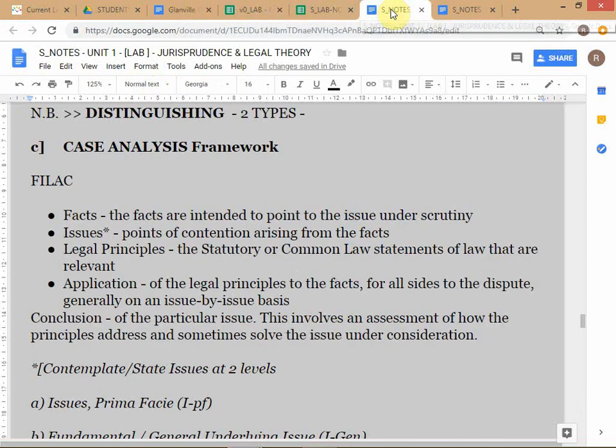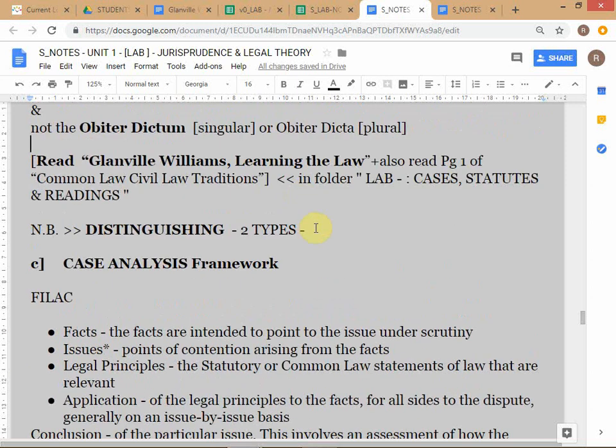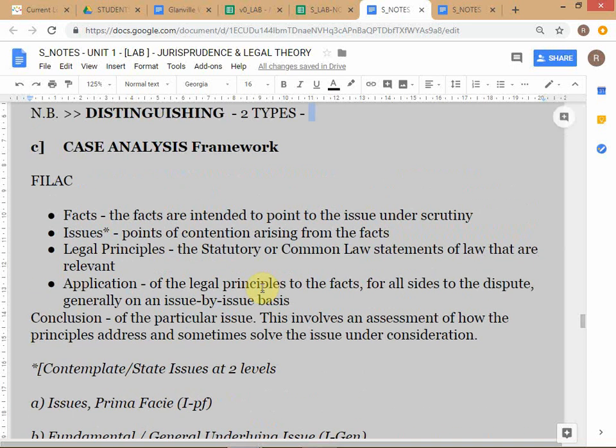So let's go back to this. On distinguishing the two types, I've referred you to the article by Glanville Williams. Now just quickly try to finish up. I've artificially cut down this particular module syllabus because we are losing too much time on these introductory materials. I want to get on to the cases.